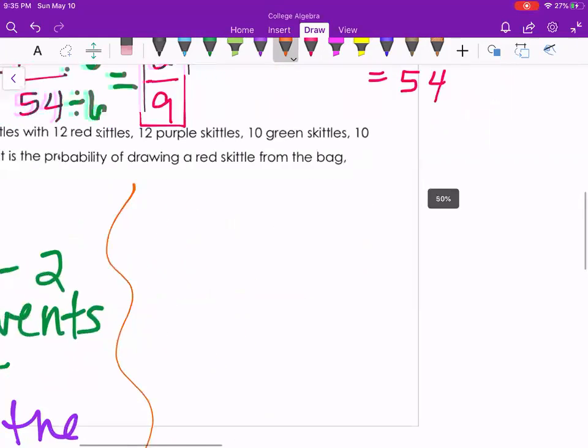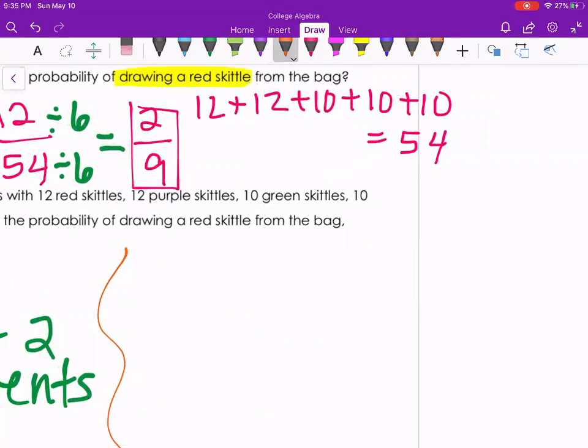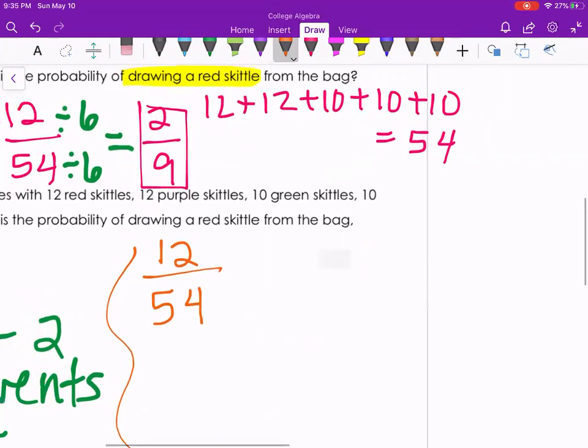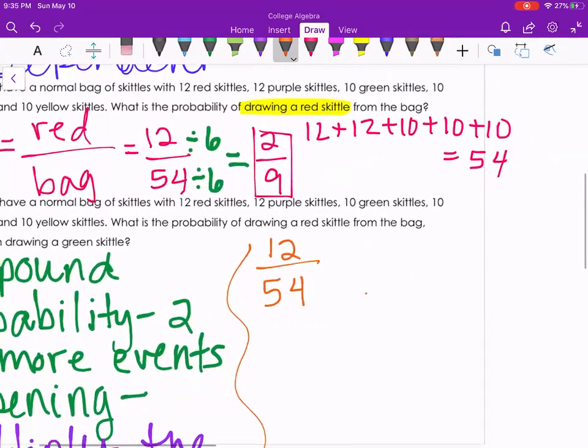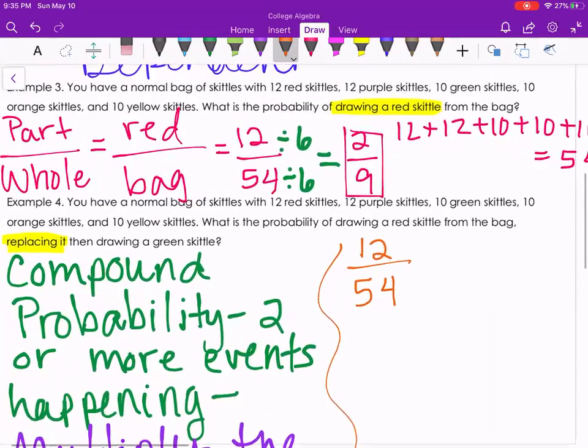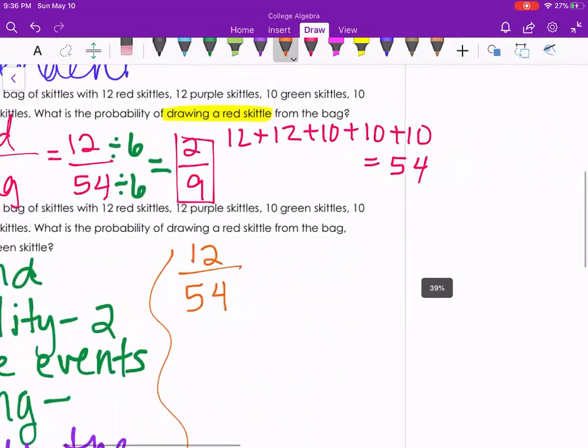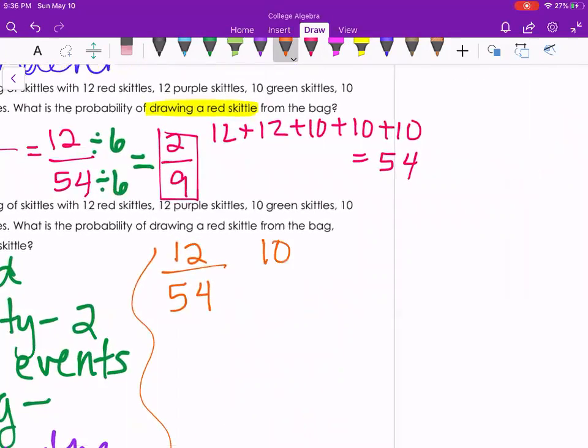All right, so the probability of getting a red Skittle we looked at earlier, which was 12 out of 54. And then now we need our second probability. Now I'm not simplifying this yet. Now we need to draw a green Skittle. So this time we have 10 out of that same 54, because your total didn't change from the bag. So we need to multiply these straight across. So I'm going to hop over to my calculator and do this multiplying.